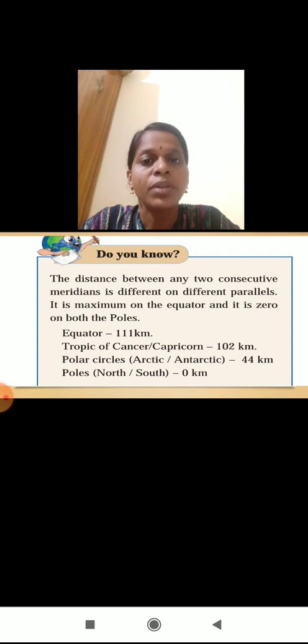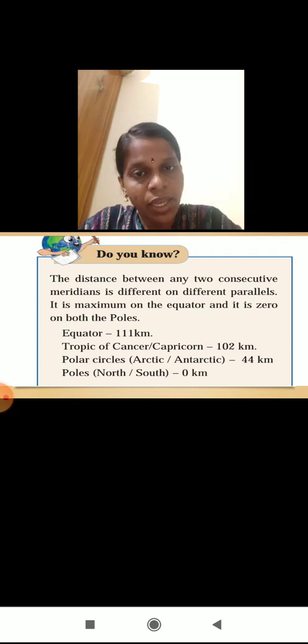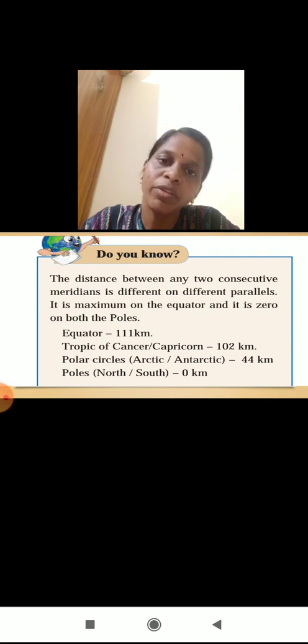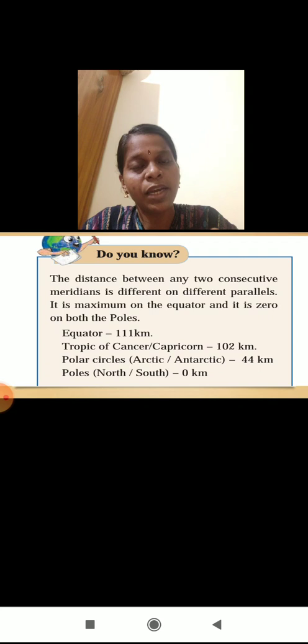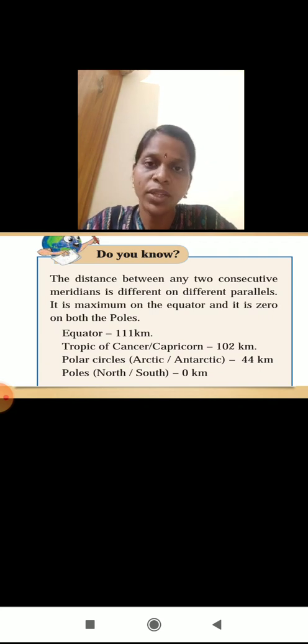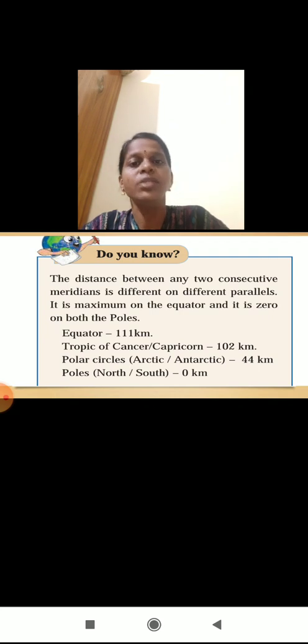111 kilometers. At the Tropic of Cancer or Capricorn, it is 102 kilometers. At the polar circles, Arctic or Antarctic, it is 44 kilometers. And at the poles, the North Pole and South Pole, it is 0 kilometers, because the longitudes meet at a point over there, in the north tip or the south tip. That's why it is 0 kilometers.